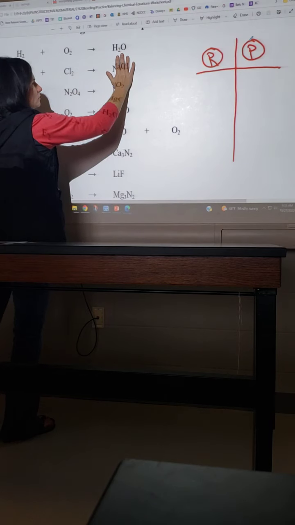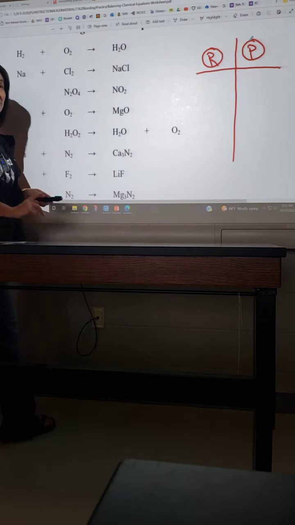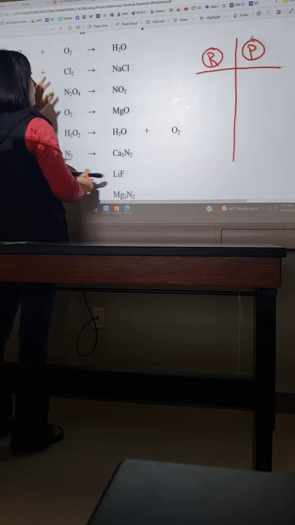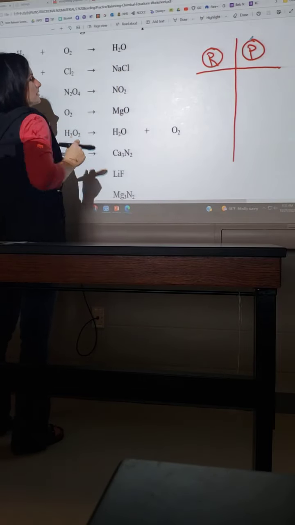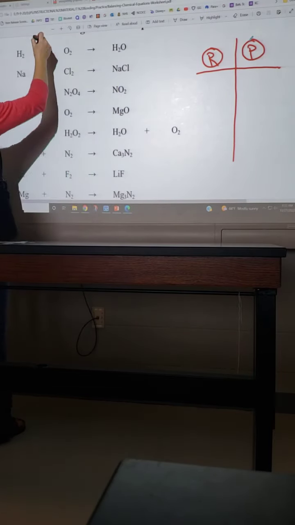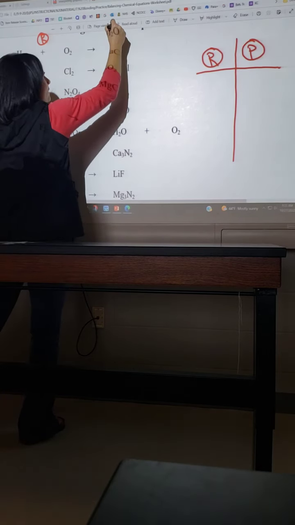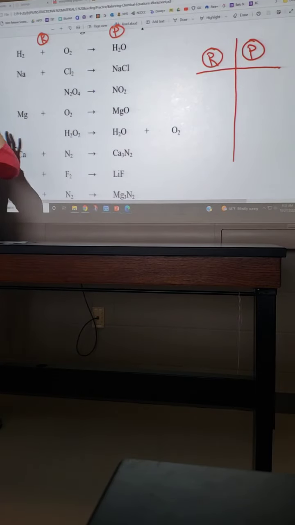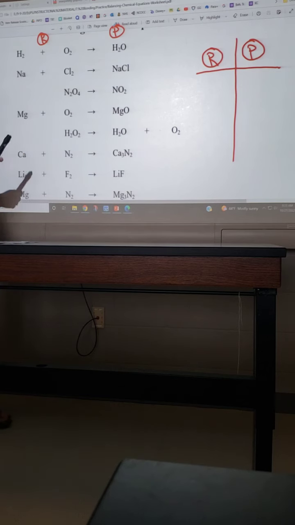Anything to the left side of our arrow is the reactant side. Anything to the right is going to be our products. Sometimes I've seen people put the R up here and the P over here, just so they know in their mind where these values are coming from. If you want to do that, that is perfectly fine.